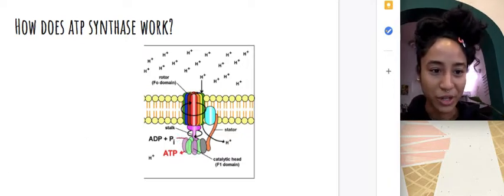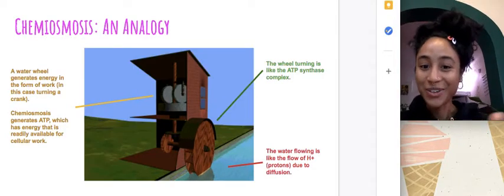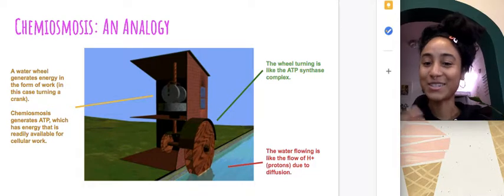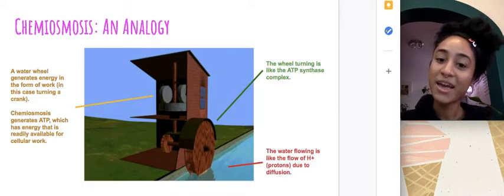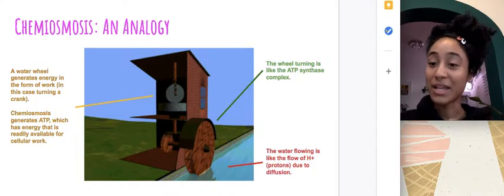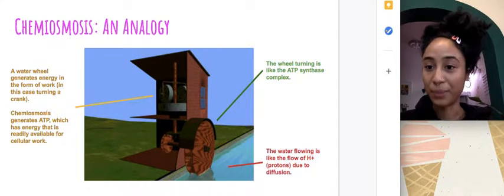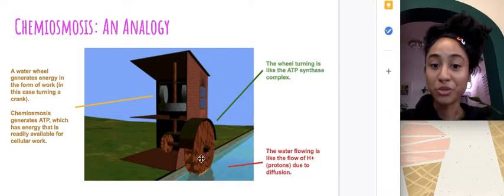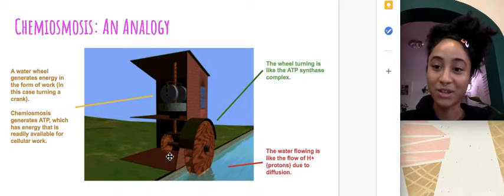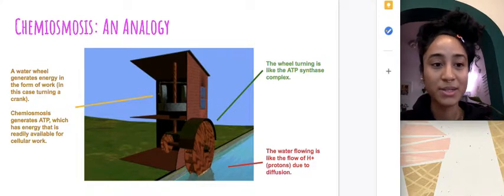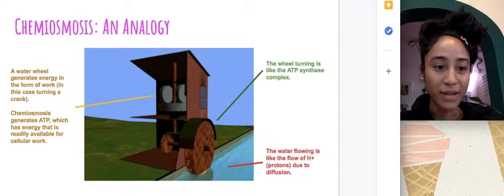I have a GIF somewhere here that we can reference. Let me find it, or a picture. So here, it's very similar to something like this. If you're imagining water moving and that water is causing a wheel to spin, that spinning wheel's energy can be transferred through the connections that are made in this particular machine. So it's very similar to how ATP synthase works. All right, let's go back.